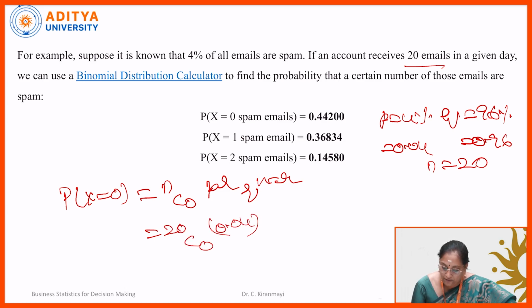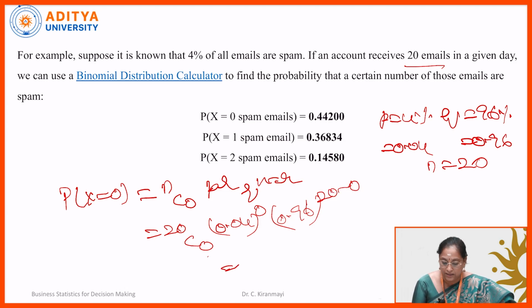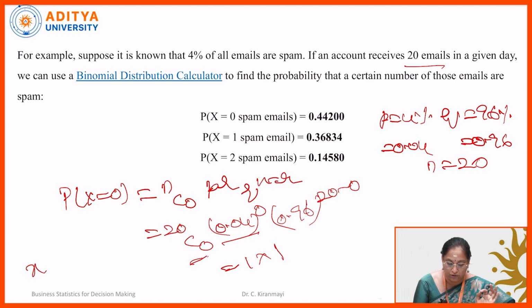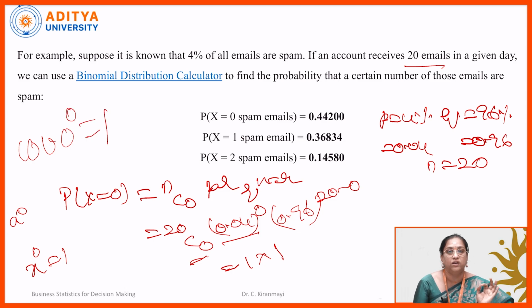0.04 whole power r value, which is 0 here, and 0.96 whole power n minus r, that is 20 minus 0, 20. And the 20C0 value is going to be 1. We know that any value raised to the power 0 is 1, for example 1000 power 0, its value is 1.